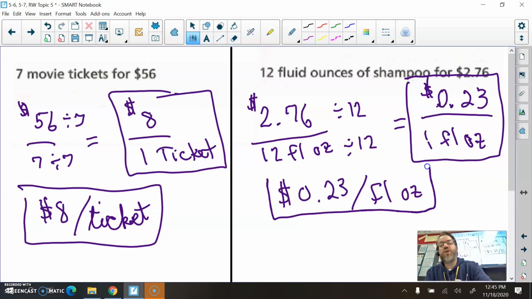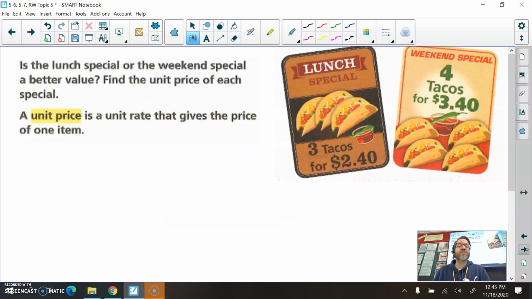So I'm hoping you're watching this and thinking, hey, you know what? This is actually pretty easy. As long as you remember when writing your ratio that the money amount goes in the top and then the measurement, in this case of fluid ounces, or over here, number of movie tickets, goes in the bottom. Okay, price always goes in the top. So now how do I use this to find the better buy?